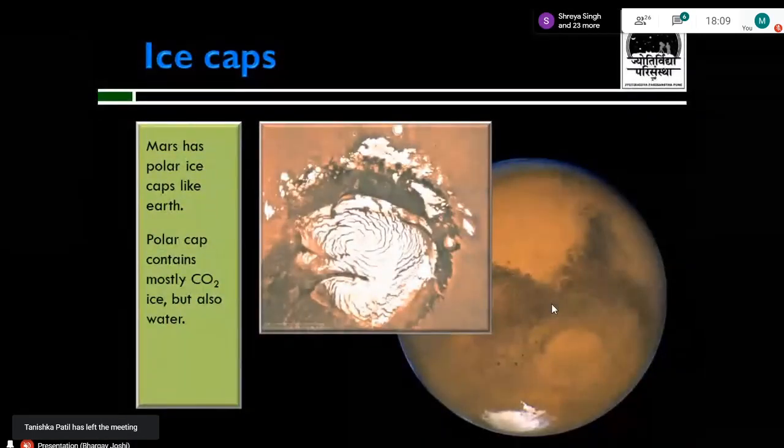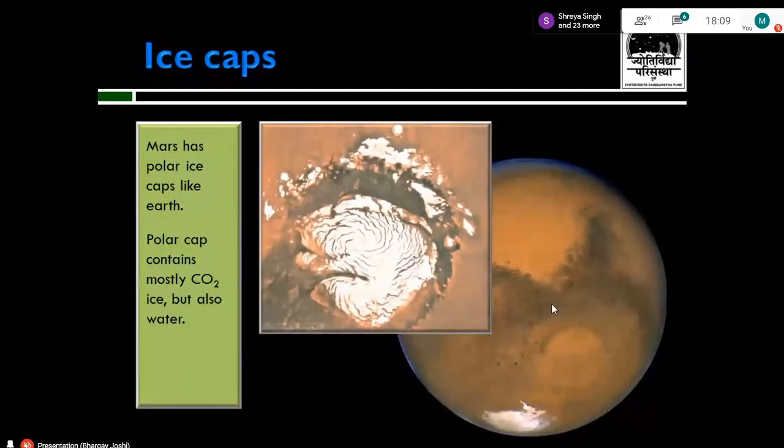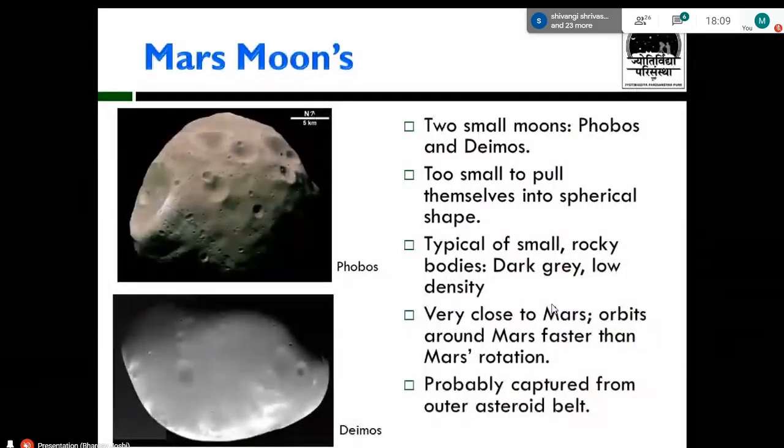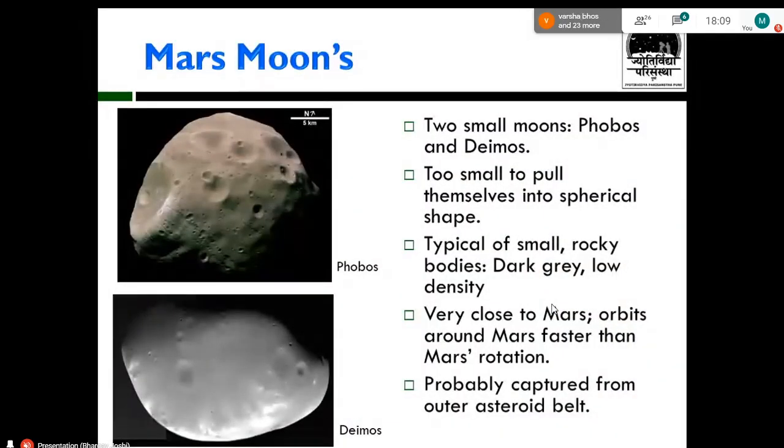So yeah, the polar ice caps, which I mentioned. Mostly water ice is present on the polar ice caps, so we might actually use this water when we colonize Mars. Mars has two small moons, Phobos and Deimos. Earth has just one.